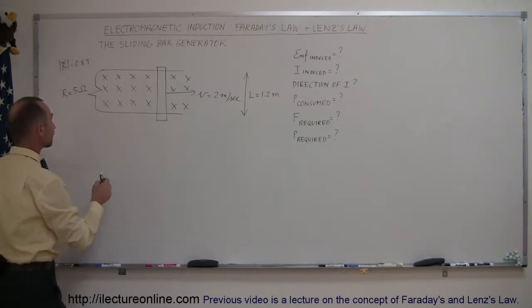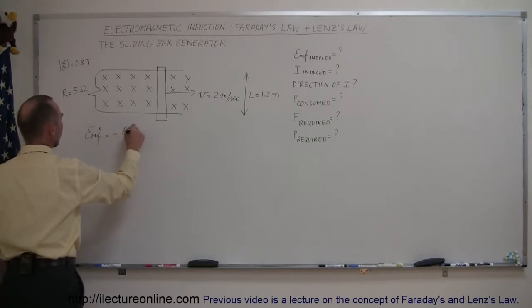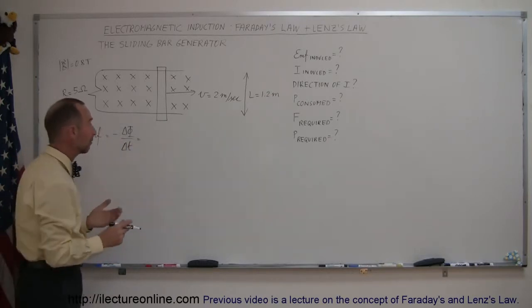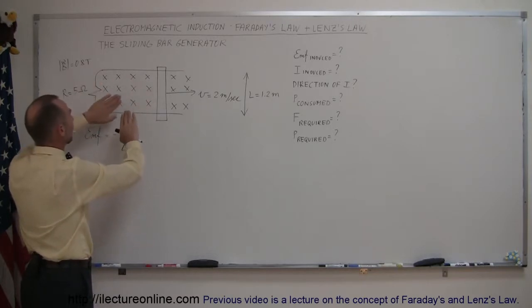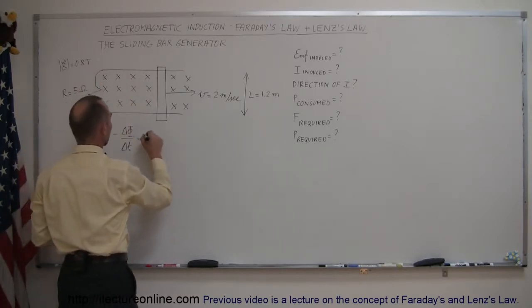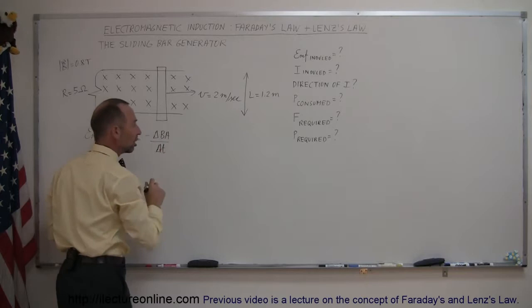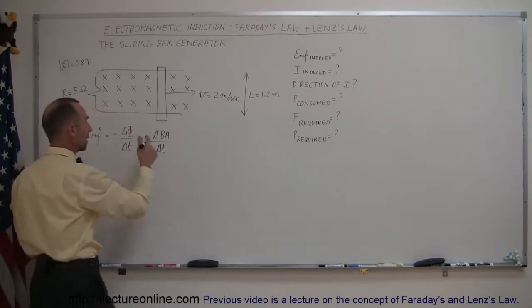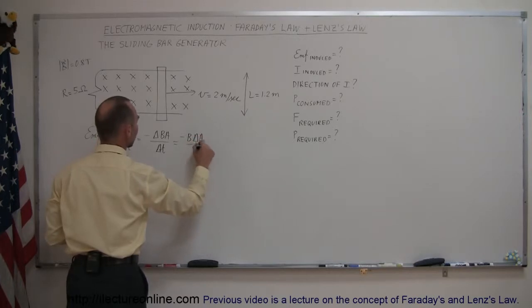So starting out, let's figure out the EMF induced. So the EMF induced is equal to minus the change in the flux over time. And of course, we know that the flux is simply the product of the magnetic field times the area of the loop. And you can see that the area is perpendicular to the magnetic field. So this is equal to minus delta B times A over time. And in this case, the magnetic field is not changing. It's the area that's changing, so the B can come outside. So this is minus B times a change in the area over time.